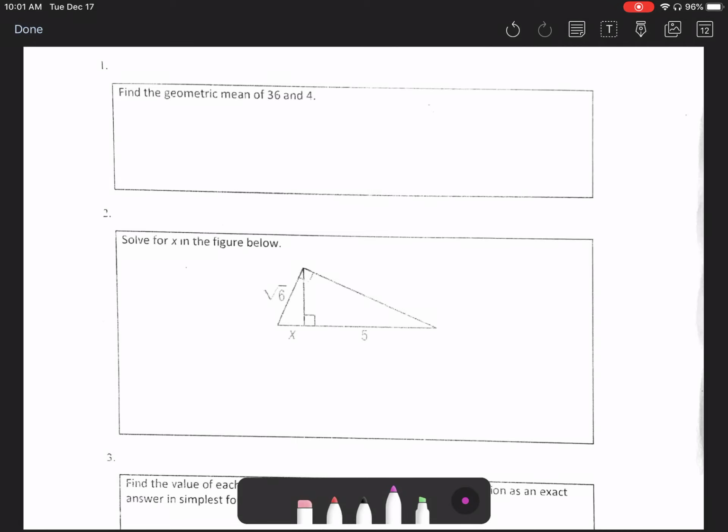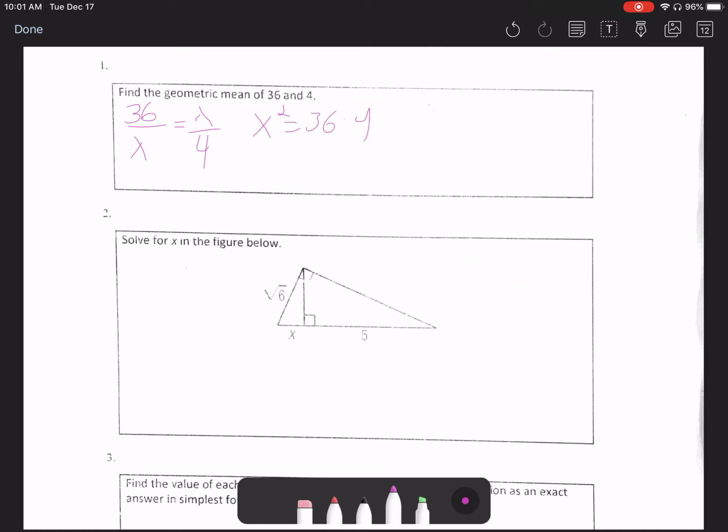Okay, so here's the review of right triangles. The first one is find the geometric mean of 36 and 4. So you can set up a proportion: 36 over x equals x over 4. When you cross multiply, I end up with x squared equals 36 times 4.